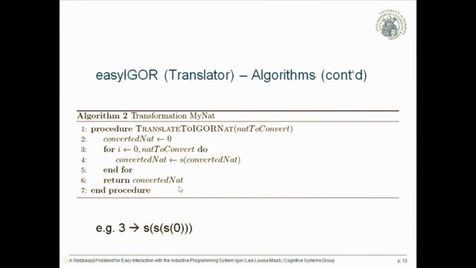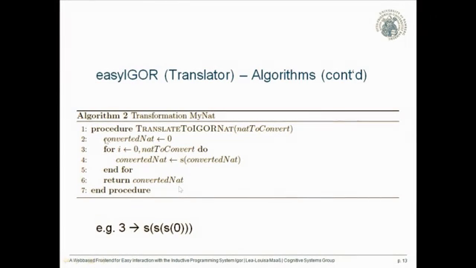Another algorithm is to transform integers. To do so, first a variable called converted nat is being initialized with 0. And after that, for i between 0 and the nat that is supposed to be converted, the converted nat is being surrounded by S and by brackets.